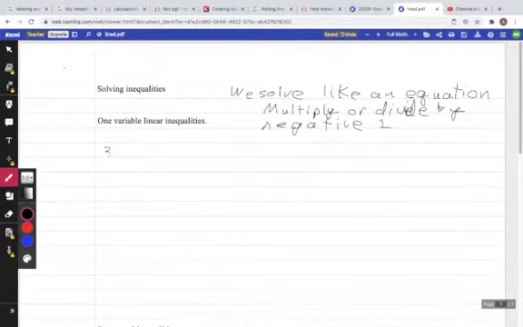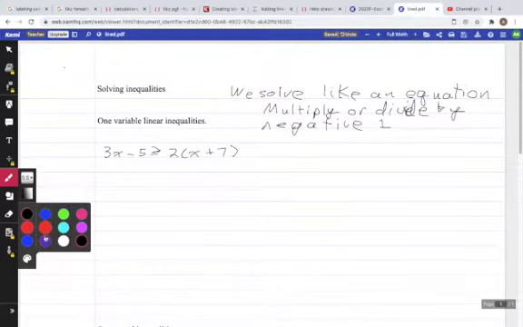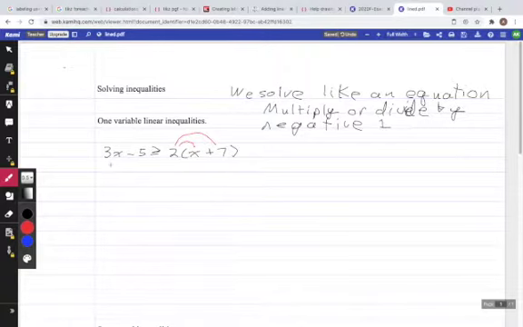So 3x minus 5 is greater than or equal to 2 parentheses x plus 7. We go about solving this, and this has variables on both sides, so like we would do if this were an equation, we're first going to simplify both sides. Our left-hand side becomes 3x minus 5 greater than or equal to, and our right-hand side is 2x plus 14.